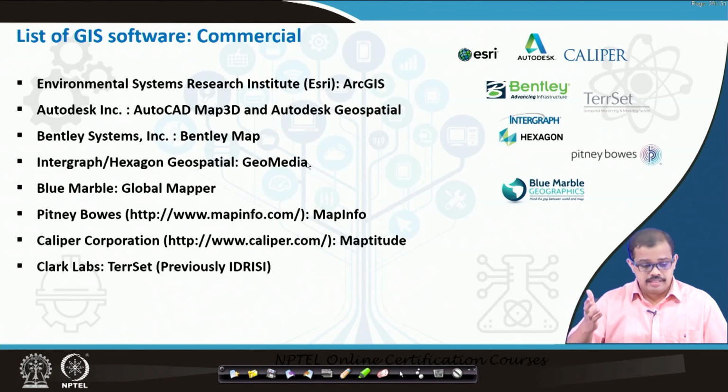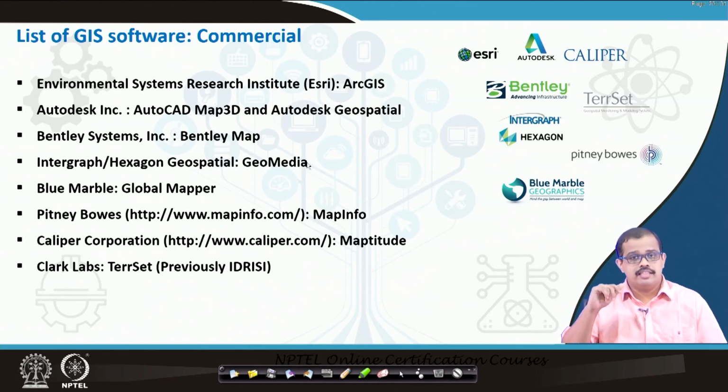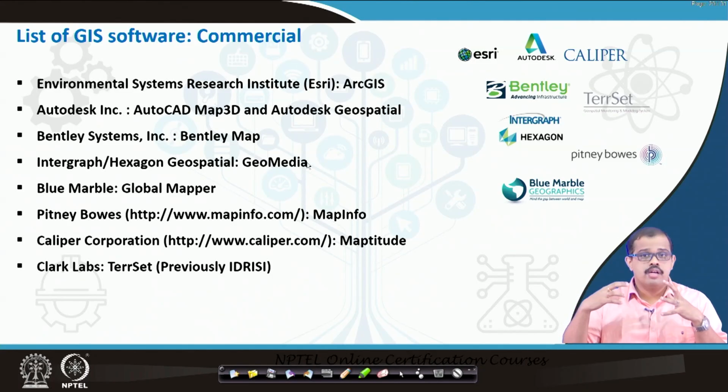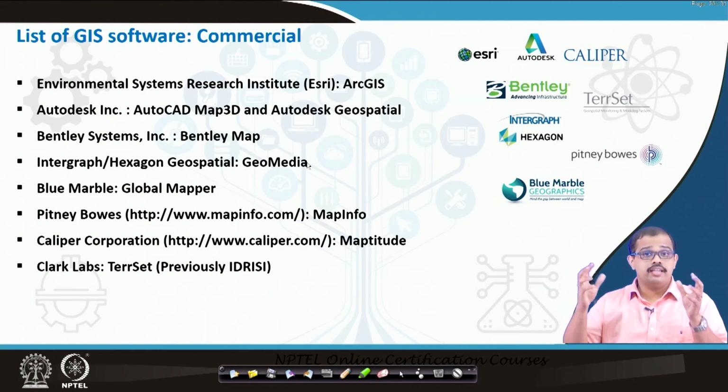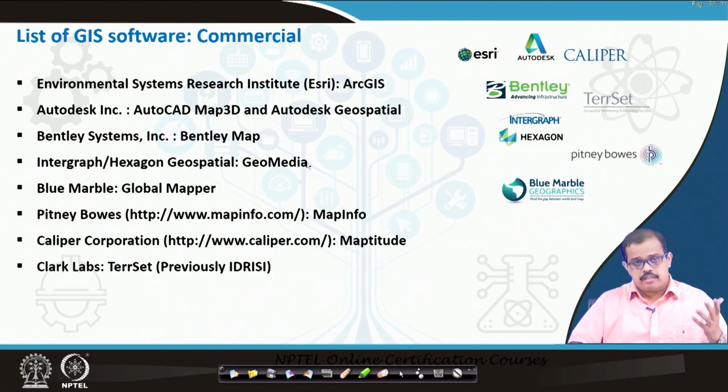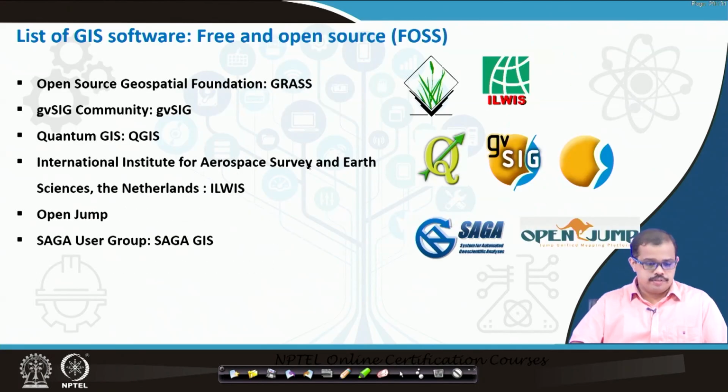Then you have TerrSet, Clark Labs. So this was previously called IDRISI, but now it's called TerrSet. TerrSet is in fact one of the comprehensive softwares which has the capability of using any kind of data models that are available in GIS systems, and can be extremely handy when you are trying to model and visualize a particular environment or a particular system. So IDRISI or TerrSet can be extremely useful.